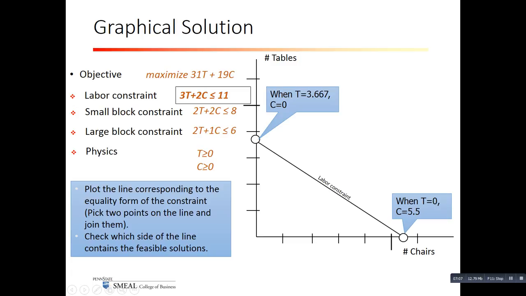And the other point you can get is by setting t equal to 0, then c equals 11 over 2, which is 5.5. This is the second point, and if you connect these two together, it now represents the labor constraint. And there's another question: what are the points that satisfy this labor constraint?